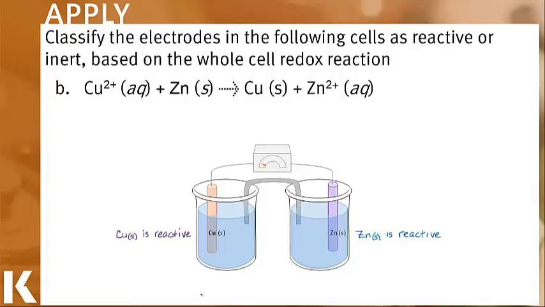We need to determine if electrodes are reactive or inert to see if they are actually part of the redox reaction or if they're just transferring electrons during the redox reaction in a galvanic cell.